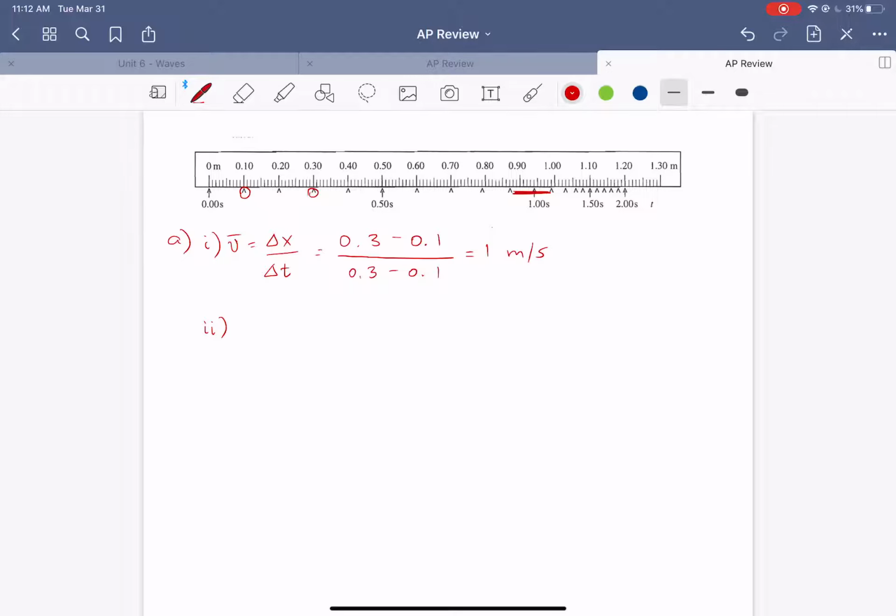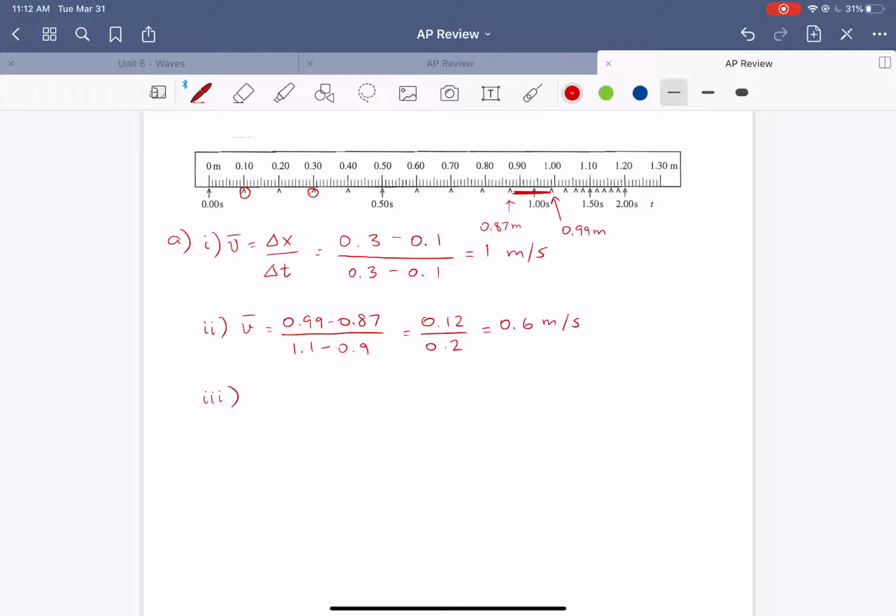Alright, so at 0.9 seconds, we're over here at, it looks like 0.87 meters. And at 1.1 seconds, we are at 0.99 meters. Alright, so if we calculate our displacement, it'll be 0.99 minus 0.87, and then the time interval will be 1.1 minus 0.9. So that gives you 0.12 divided by 0.2, which is 0.6 meters per second.